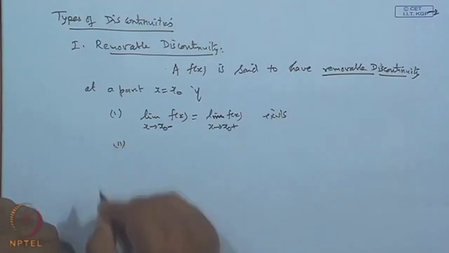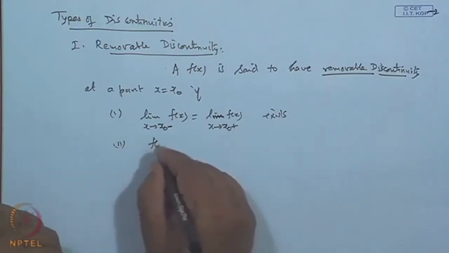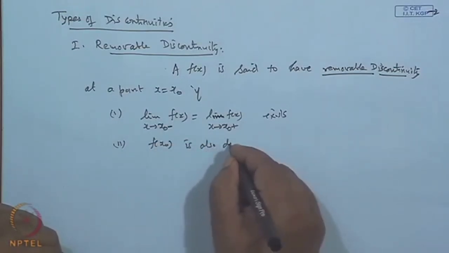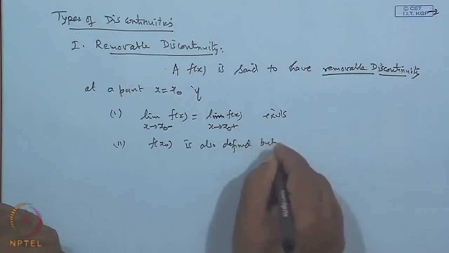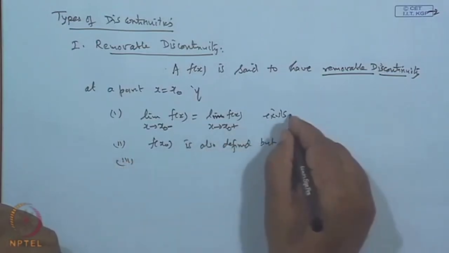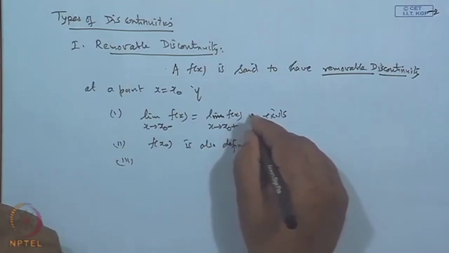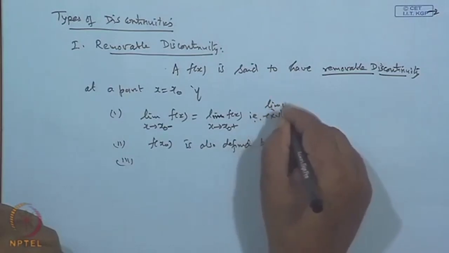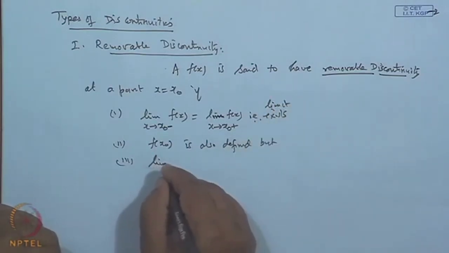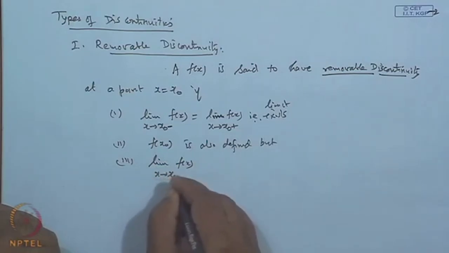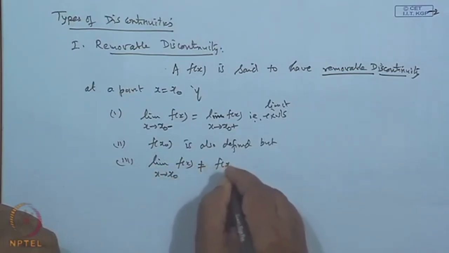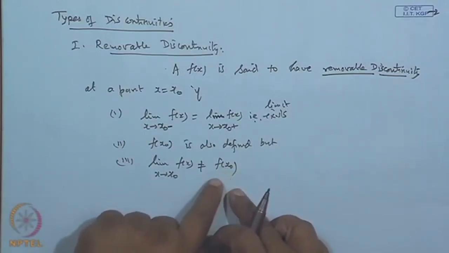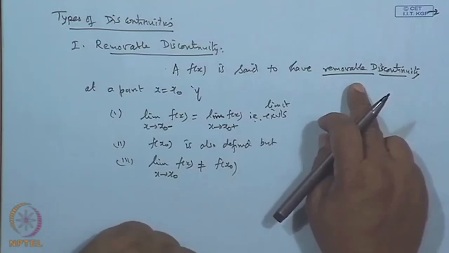And second, the functional value f(x naught) is also defined. But third, the limit of this function f(x) when x tends to x naught is not equal to the value of the function at the point x naught. Then we say x naught is a point of discontinuity and we call it a removable discontinuity.